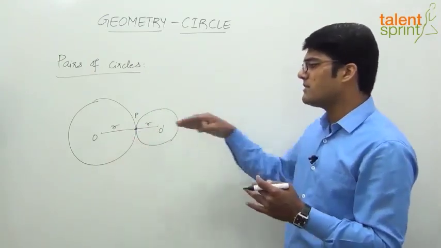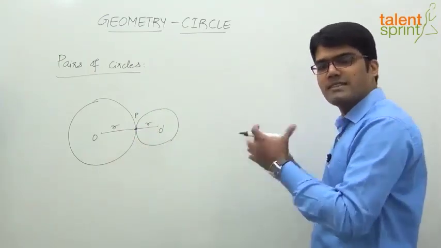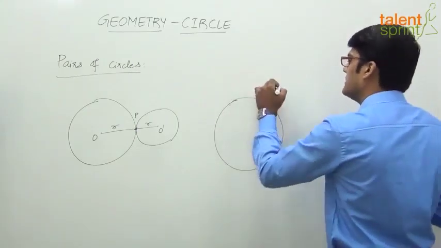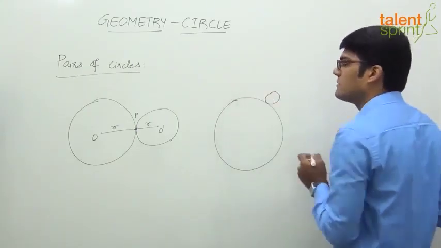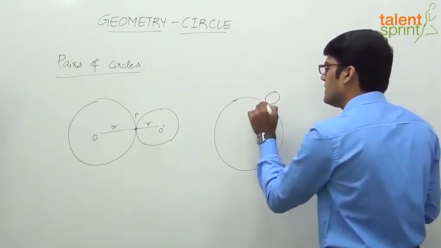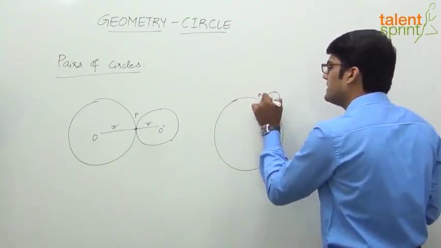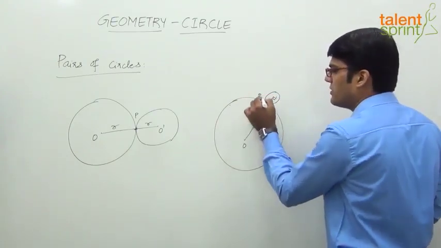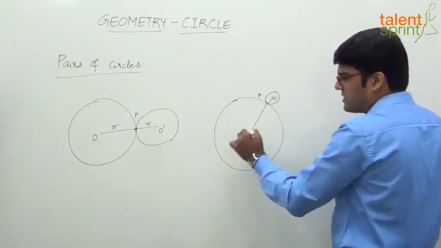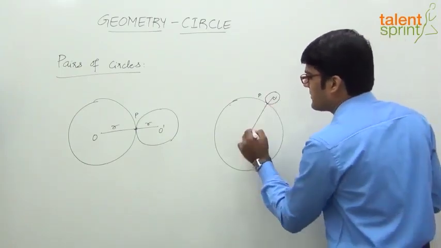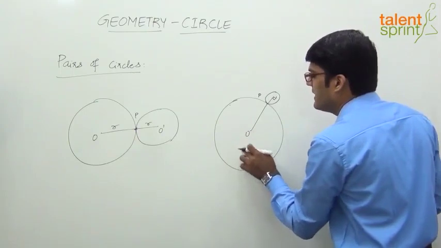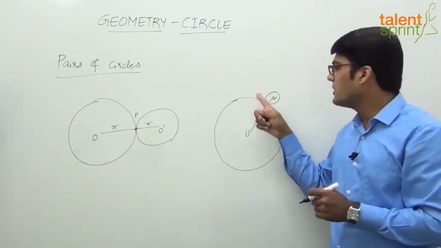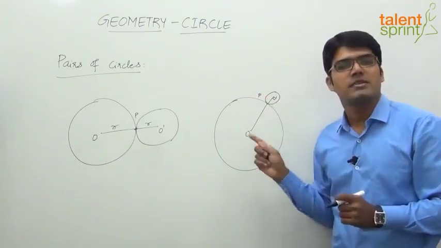Now maybe here, because we have drawn two circles just one beside the other, it's okay, but you can take them in any way. For example, here is a circle and the other circle is here. Now you see the point of contact is P. Let's say this is O dash and this is O. When you connect the two centers, you'll find that the point of contact P lies on the line which joins the two centers. O and O dash is the line joining the two centers, and the point of contact P always lies on the line joining the two centers.